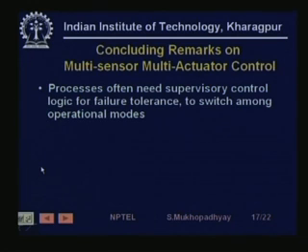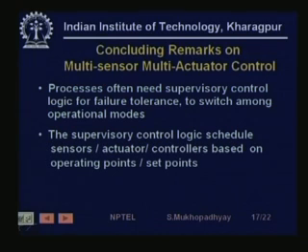We have come to the end of the lecture and I just want to make some concluding remarks, firstly on this kind of multi-sensor multi-actuator control: processes often need supervisory control logic. Apart from your basic control logic in either the hot water valve or the cold water valve, there will be an automatic controller. But even above that you need some logic, based again on process variables, which will ensure which one will be working, which sensor will be active, which actuator will be active, which controller will be active.